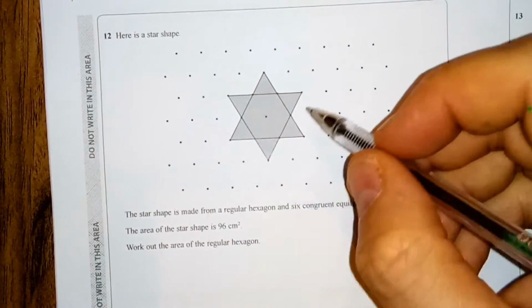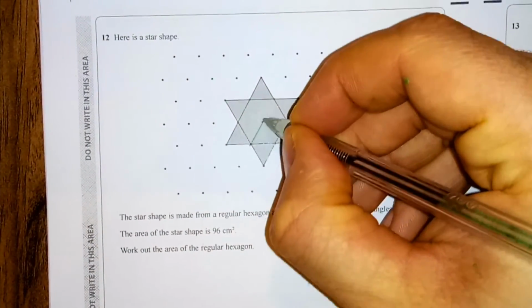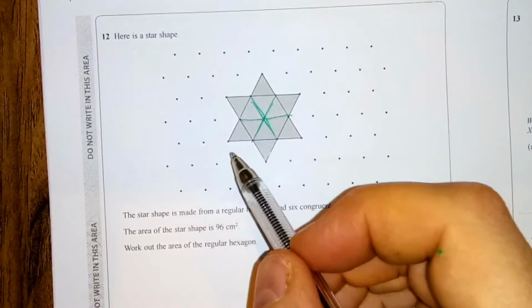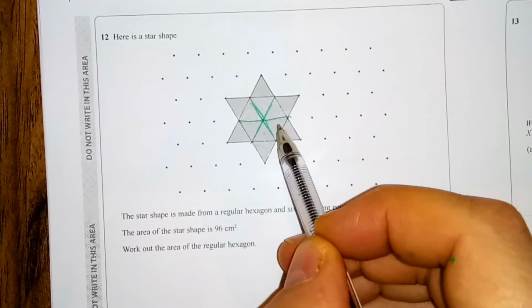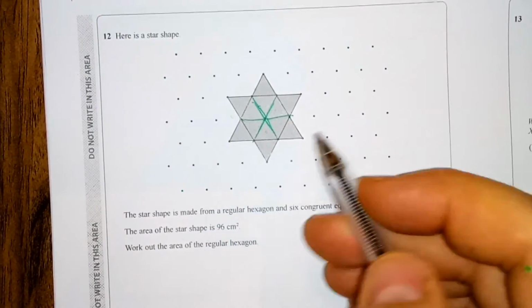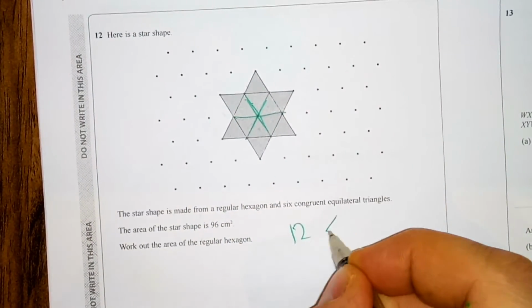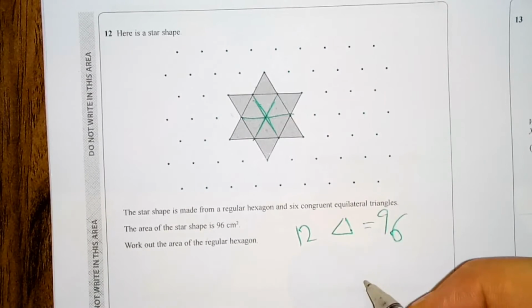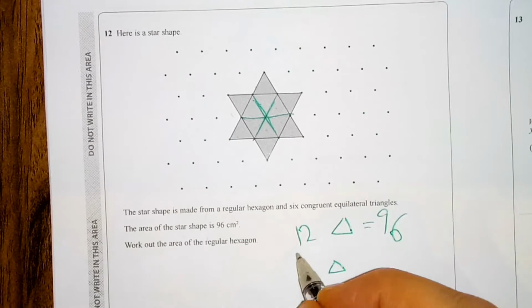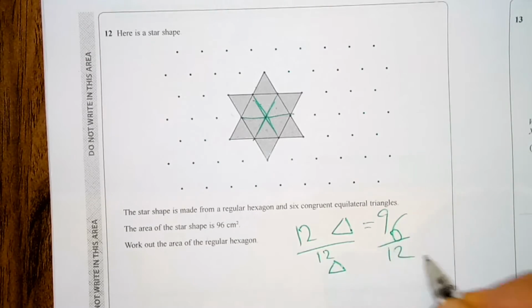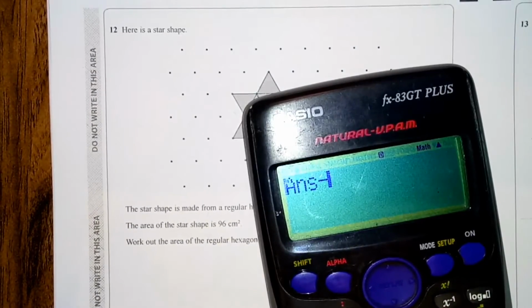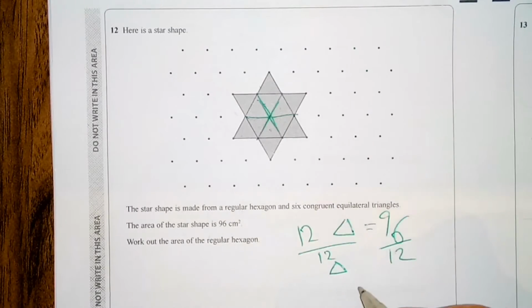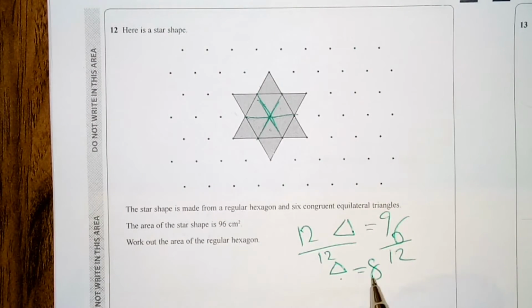So what I'm actually going to do is split this hexagon up into more triangles. Now, I've got 1, 2, 3, 4, 5, 6, 7, 8, 9, 10, 11, 12. So I've got 12 triangles. Okay, but I know 12 triangles is going to equal 96. So to get one triangle, I'm going to divide it by 12. I'm going to use my calculator to do 96 divided by 12, which is 8. So I know one triangle equals 8.